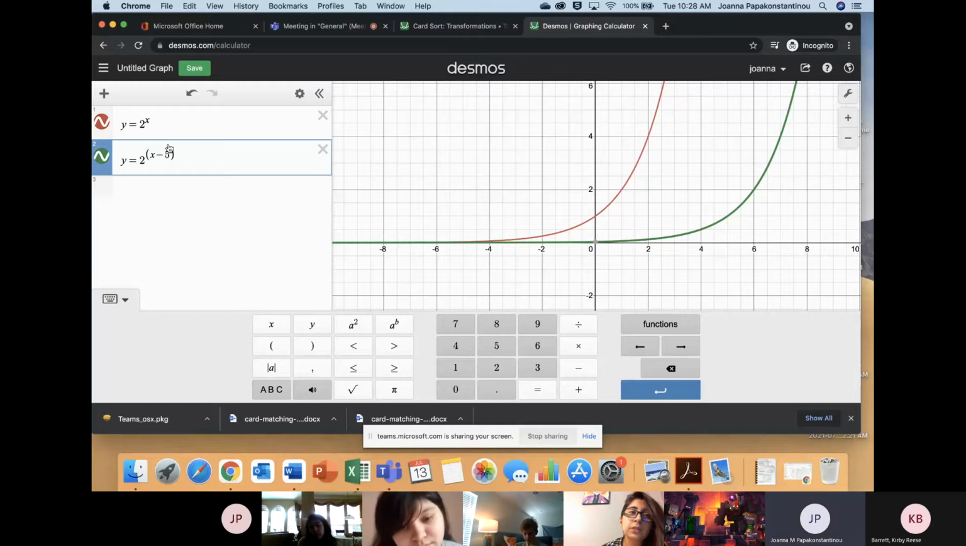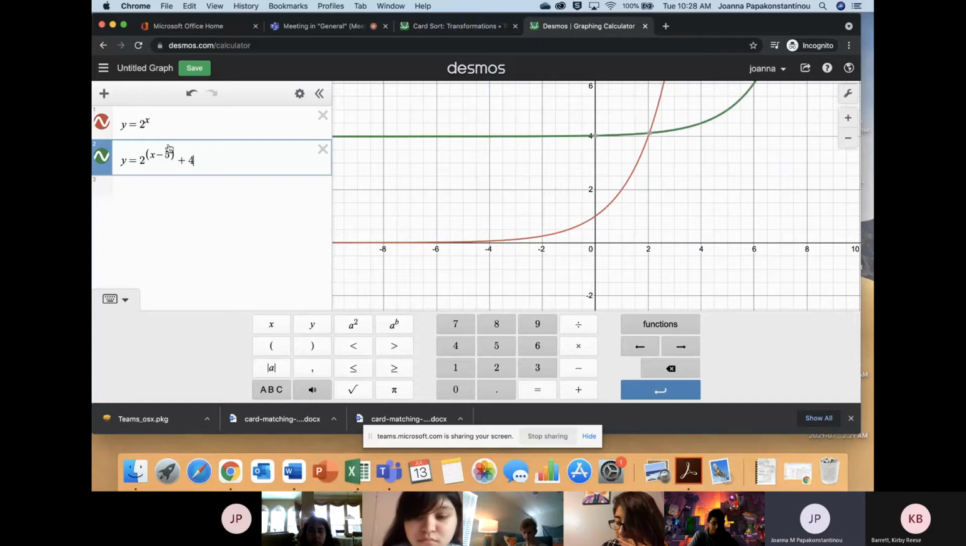Abiella, it looks like it is a shift up. Excellent. It is a shift up. So does the domain change? Yes or no? Christopher, does the domain change? No, the domain doesn't change. It still goes from -infinity to +infinity.